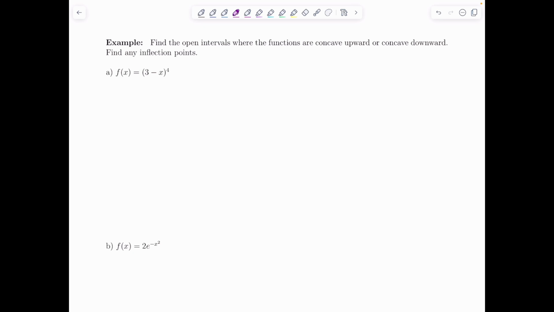Okay, so first example, f of x is 3 minus x to the 4th. So this is just a polynomial. The domain's all real numbers. I'm going to go ahead, take 2 derivatives, right? You need the second derivative for inflection points and concavity. So first derivative, f prime of x, we got to use the chain rule. Bring the 4 down front, and then you have 3 minus x cubed. And then don't forget, you got to multiply by the derivative of what's inside, which is -1. So this is -4 times 3 minus x cubed.